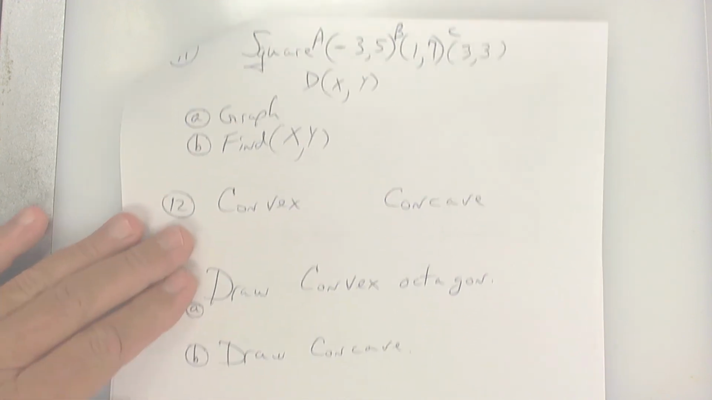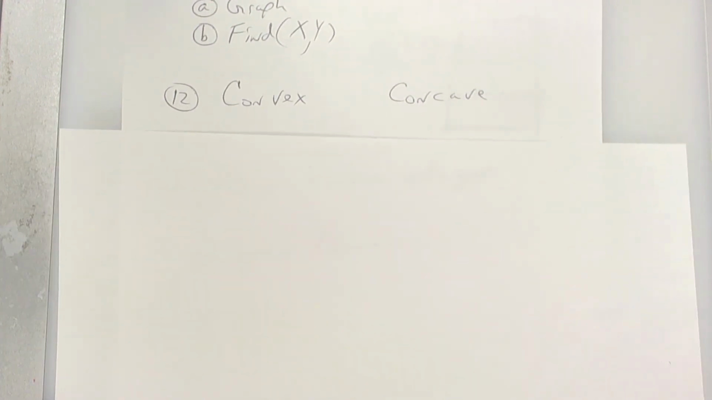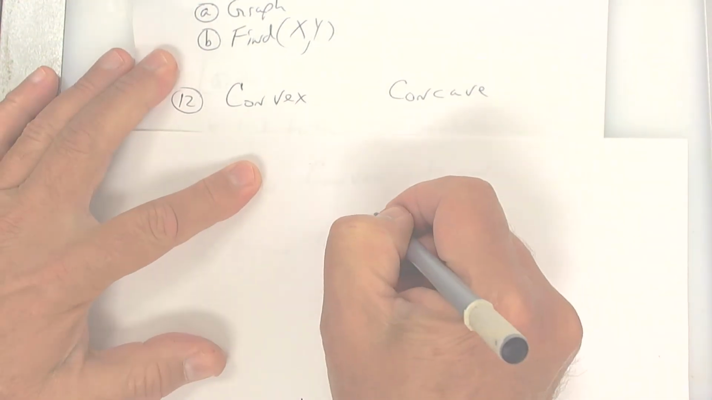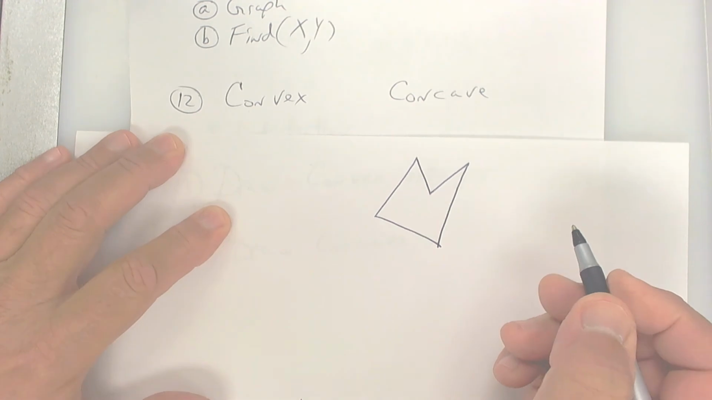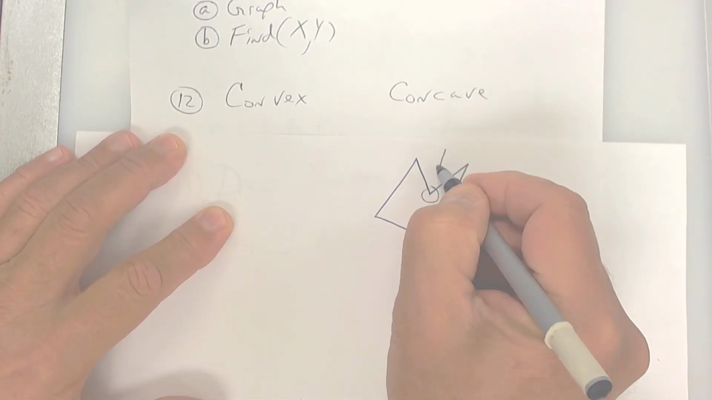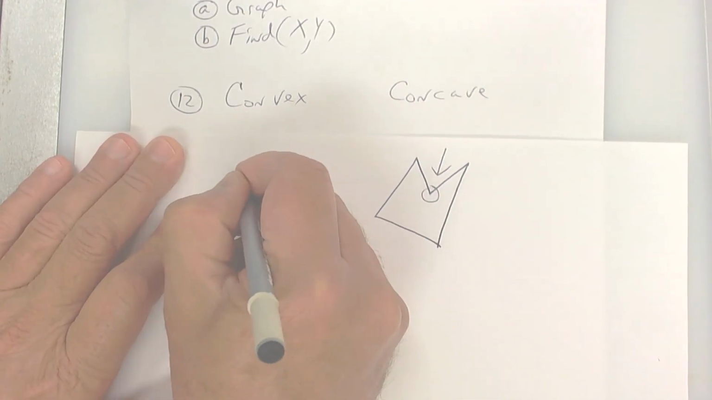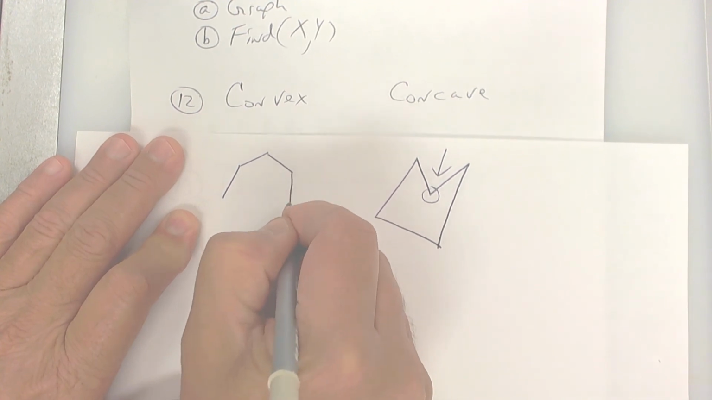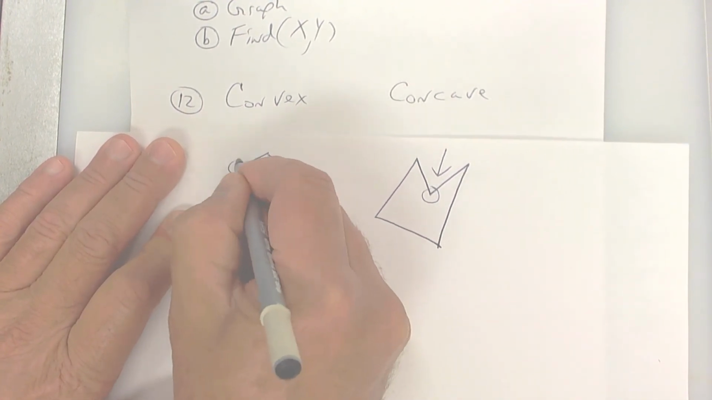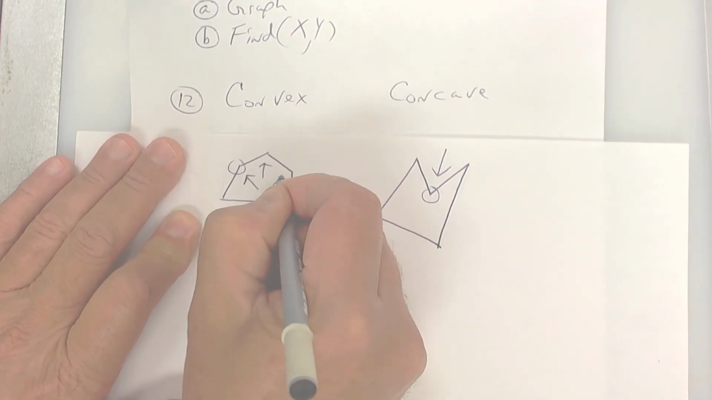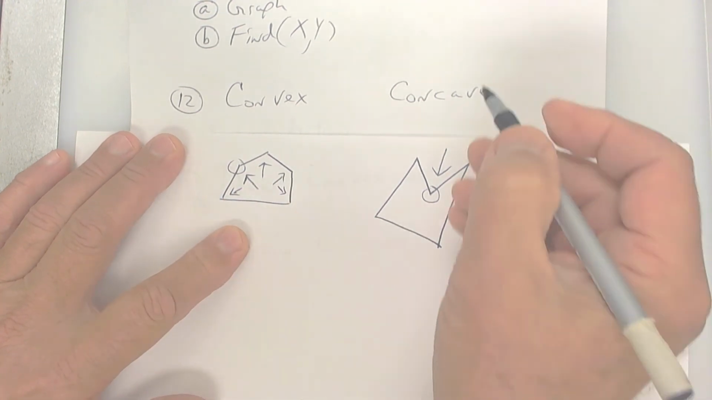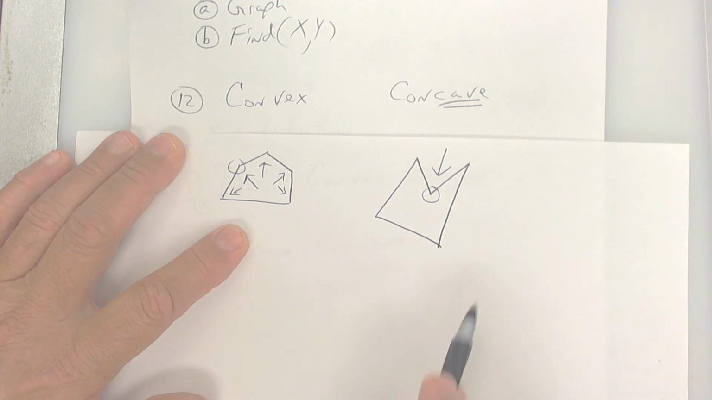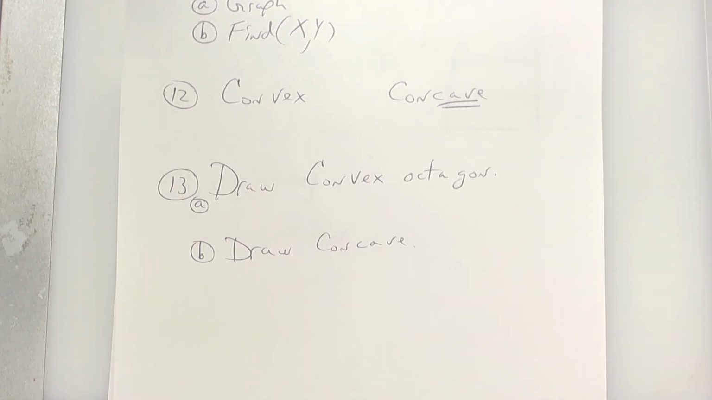All right, let's go on. Convex and concave. Let's talk about this. Concave is if it goes down inside itself. So copy that down. See that point, how it caves in? Convex is like a puffed out polygon. You see how this one is puffed out? All of these are puffed out. That's convex. So just remember, concave is like it caves in. You need to know that.